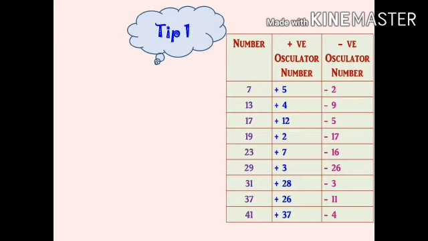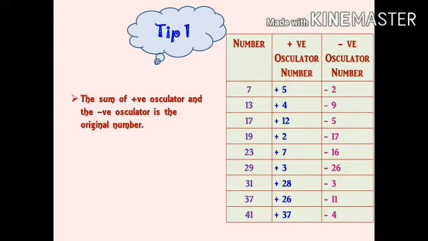The first step is that, if you see this tabular column, the sum of the positive oscillator and the negative oscillator is the original number. For example, in 7, if we add the positive oscillator number and the negative oscillator number, we will get the original number. Let us check it. The positive oscillator number for 7 is 5 and the negative oscillator number is 2. Excluding the positive and negative sign, no need to worry about the sign. If we add 5 and 2, we will get 7, that is the original number.